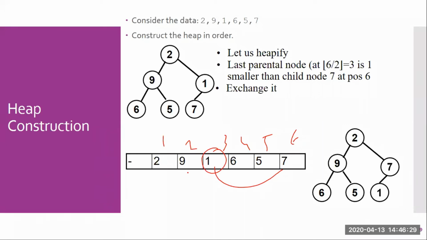Now I go to the next parental node, which is 2. Okay, 9 is greater than 6. 9 is also greater than 5. So this is in heap. This left side tree is in the form of a heap. I don't have to break my head.